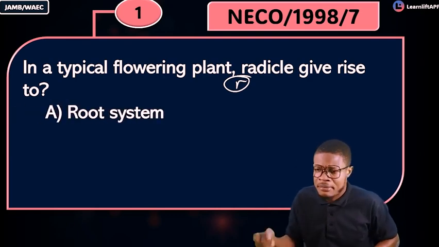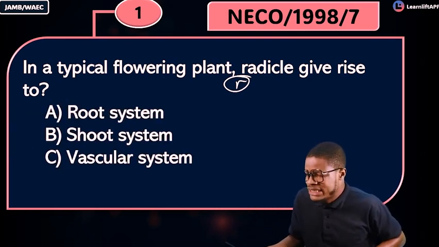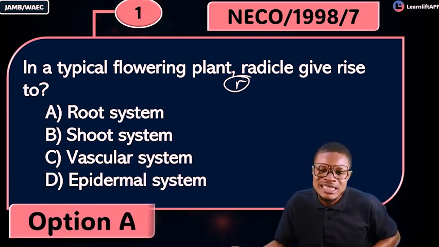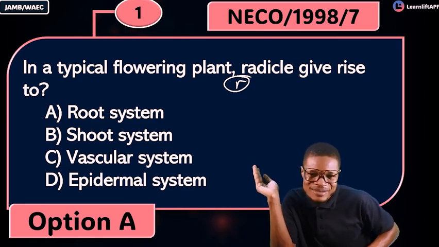Option A says root system. Option B says shoots. Option C says vascular system. Option D says epidermal system. What is the answer? Of course, now, root system. Option A is the correct answer. And you're out of there, bro.